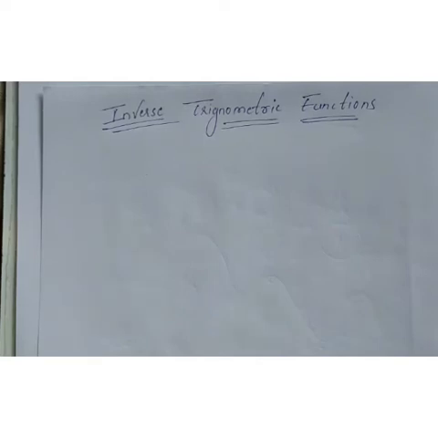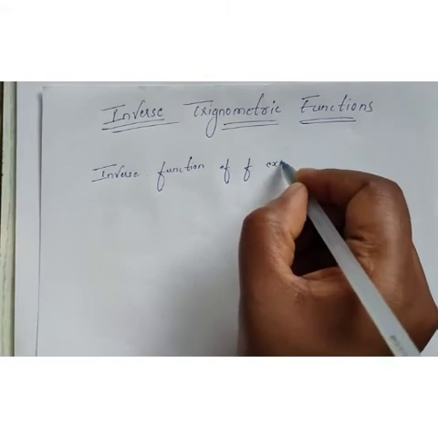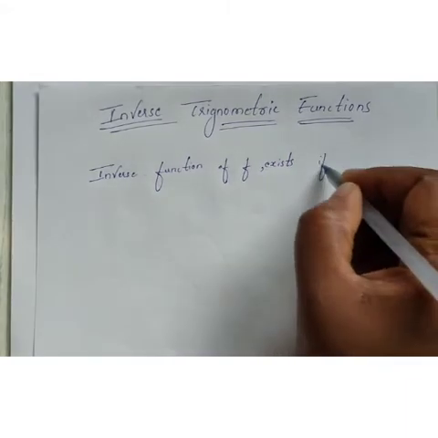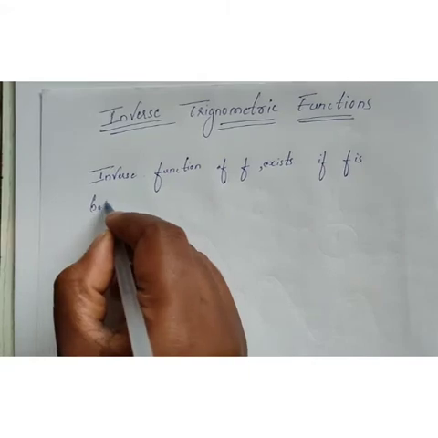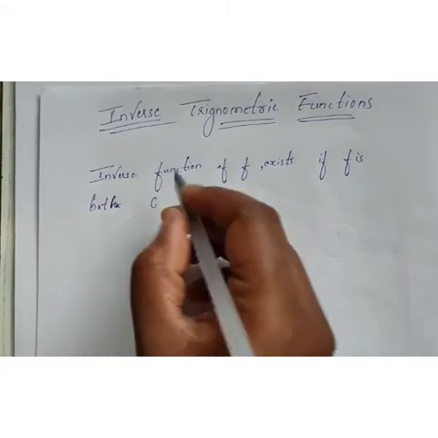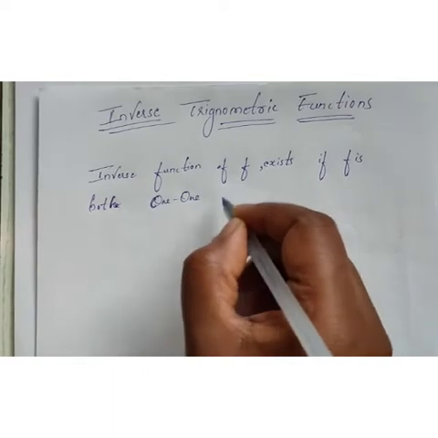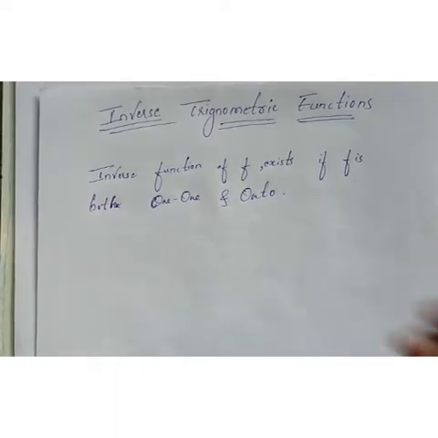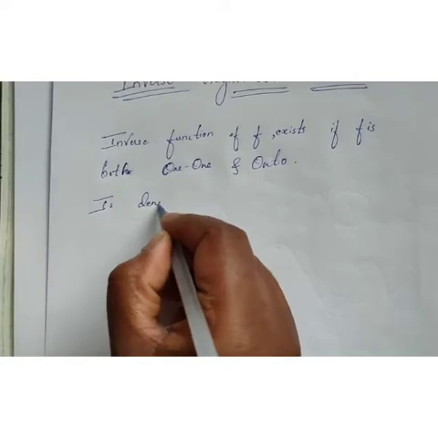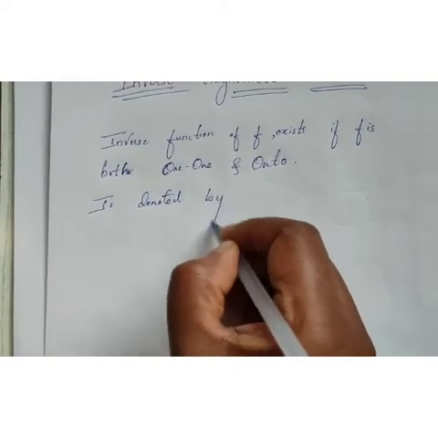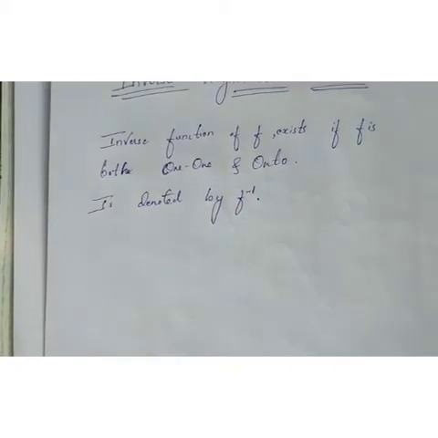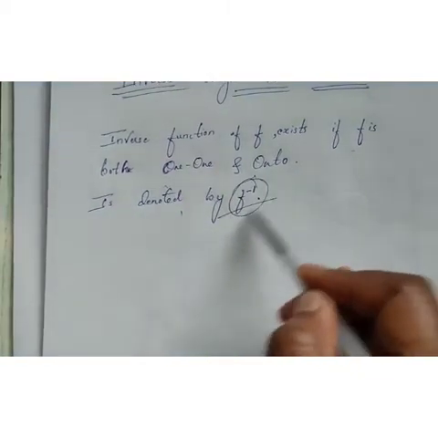Chapter number 2, inverse trigonometric functions. So we say that the inverse function of f exists if f is both 1-1 and onto, and is denoted by f inverse.